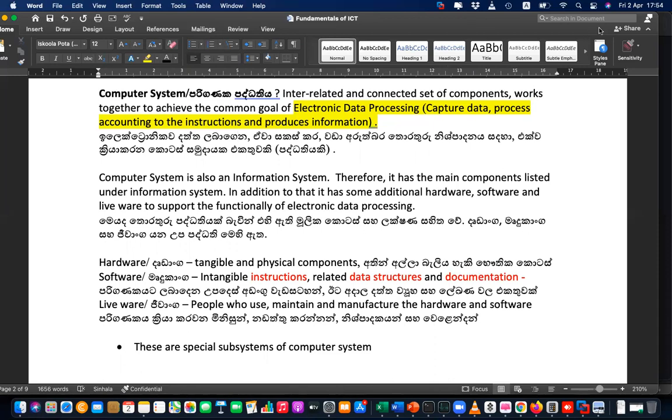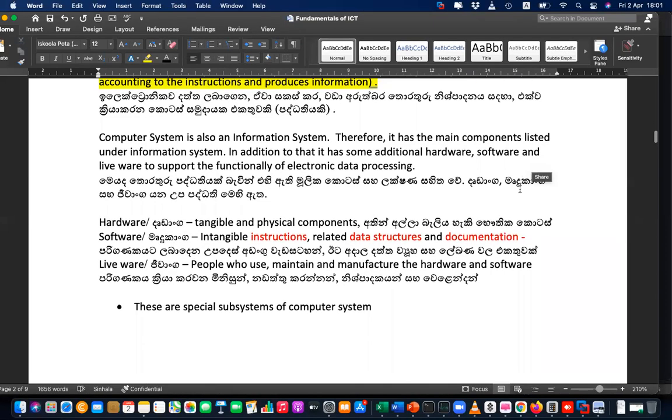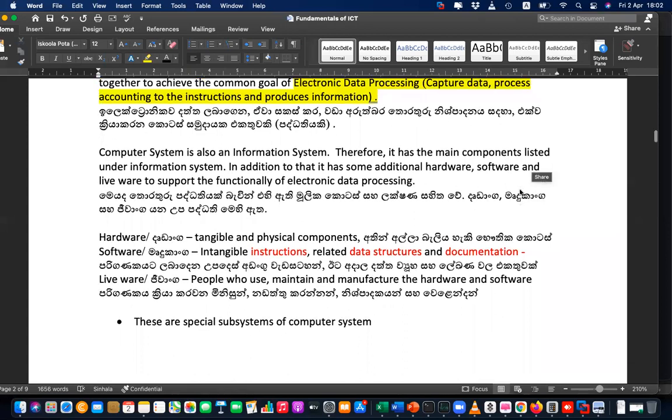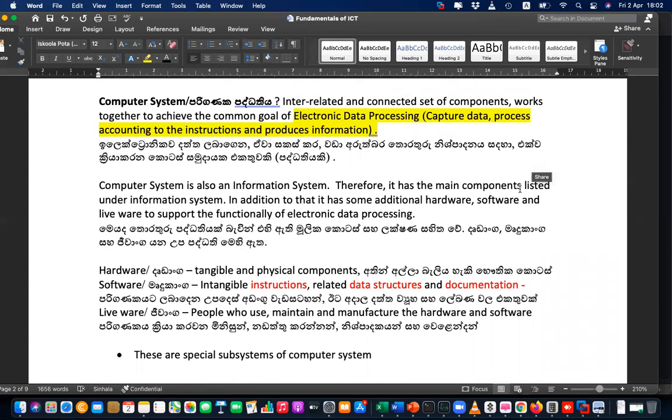Okay, please write down the computer system, then the computer system components, as well as the other subsystems related to the computer system. Please write down that. Right, okay, so this has more theory, more content to write, right? So that is the nature of this lesson. Right, then you should know how these components are interacting together.